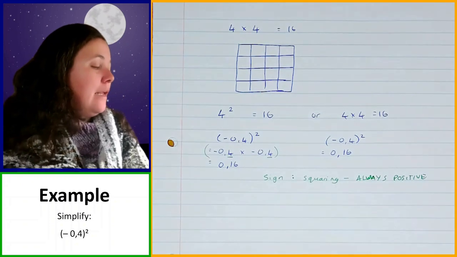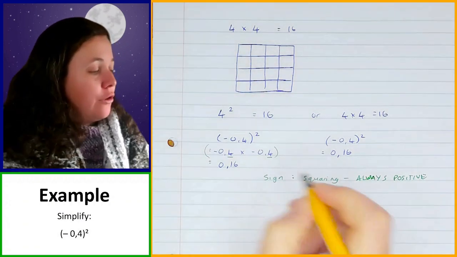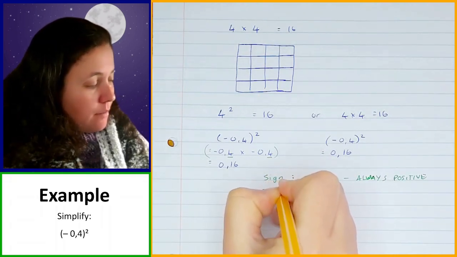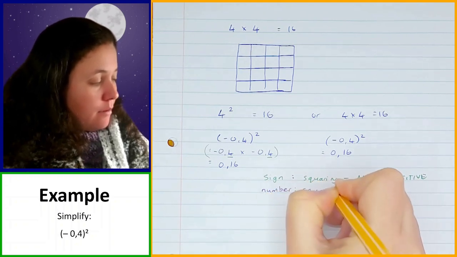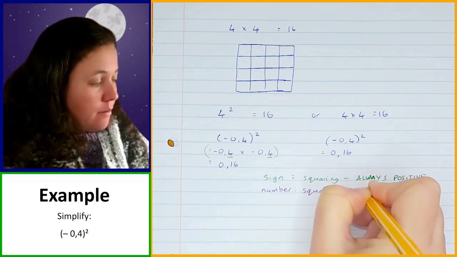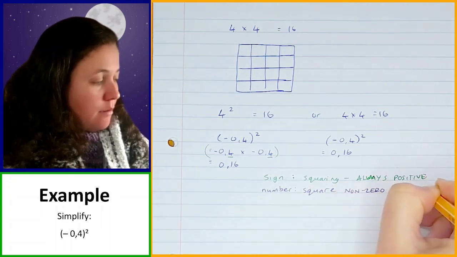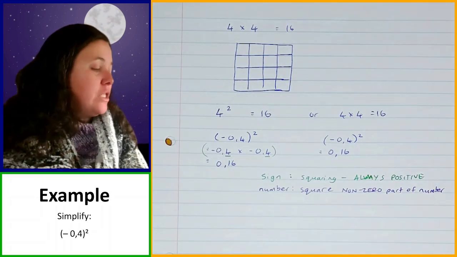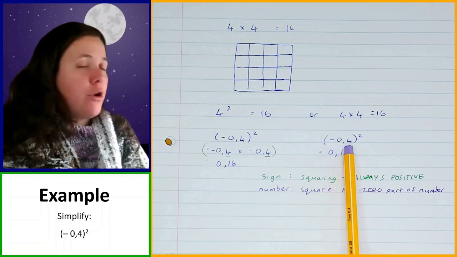Okay, then in terms of the square number, I'm saying over here, square the non-zero part of the number. In other words, I'm not squaring the 0 over here, I'm just squaring the 4.